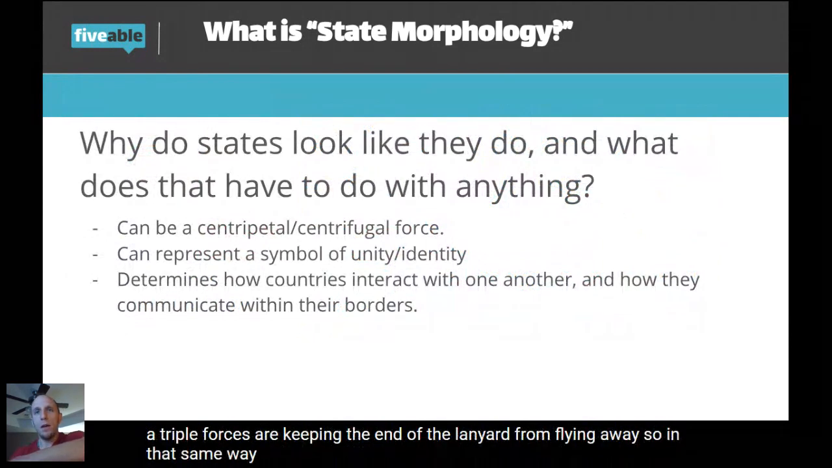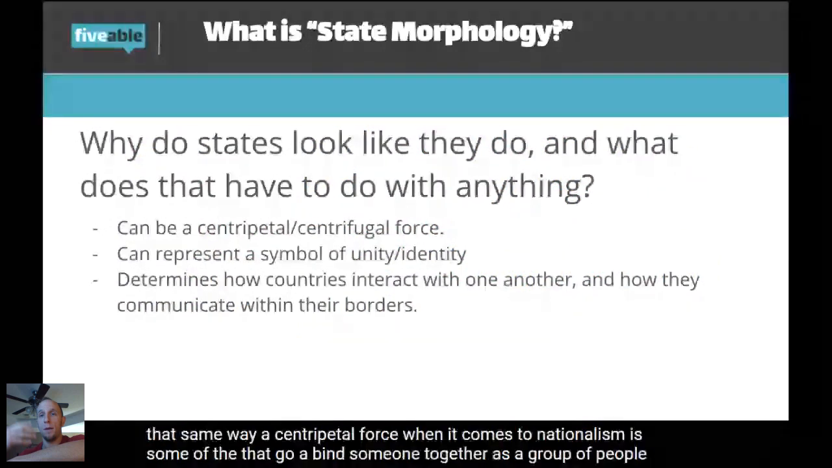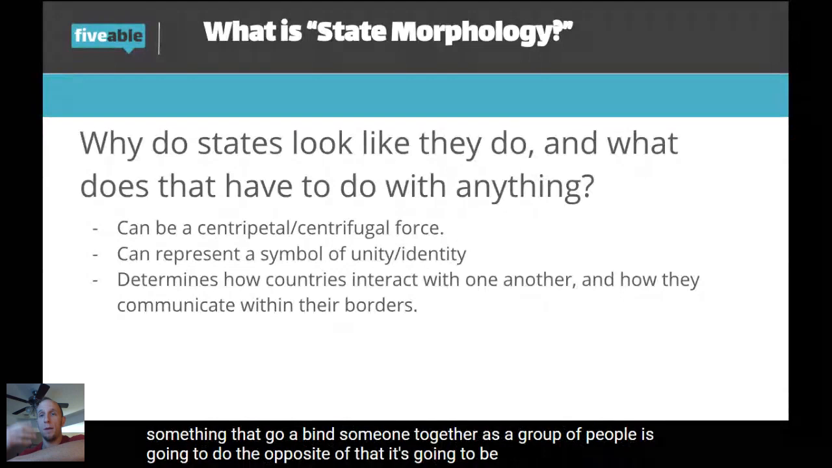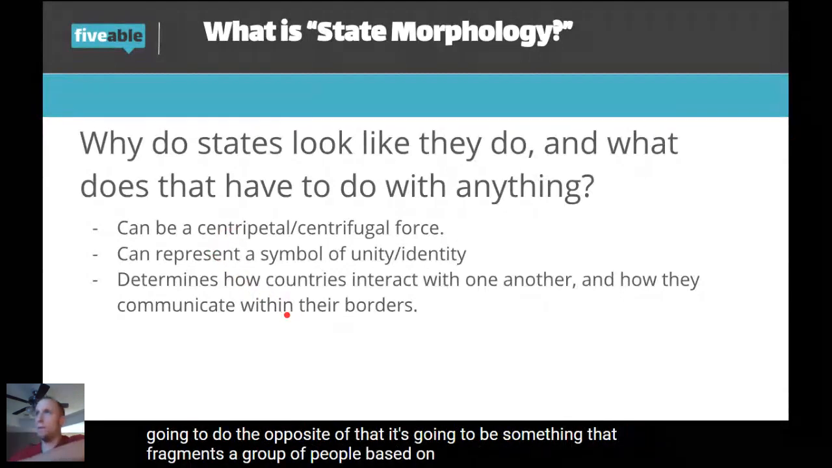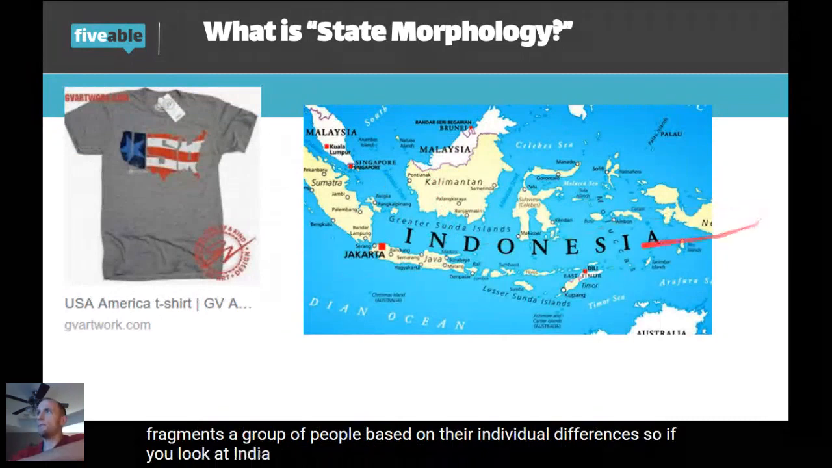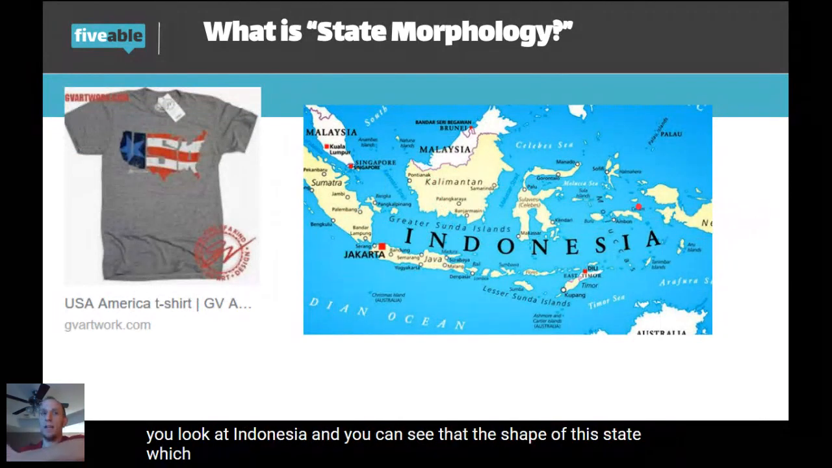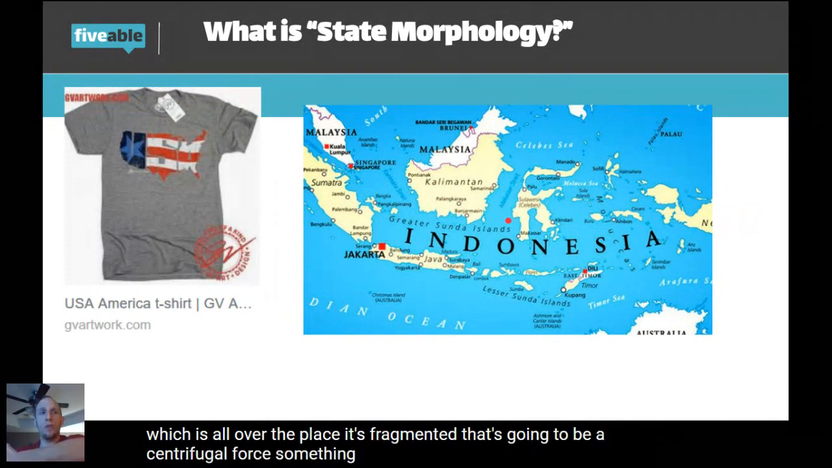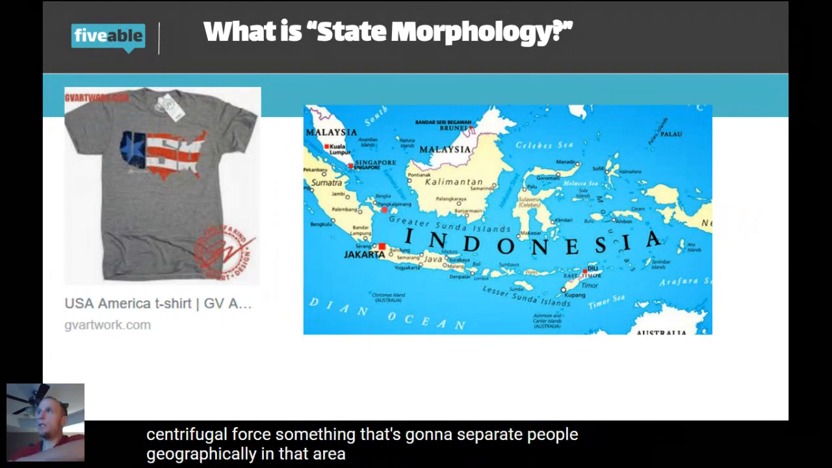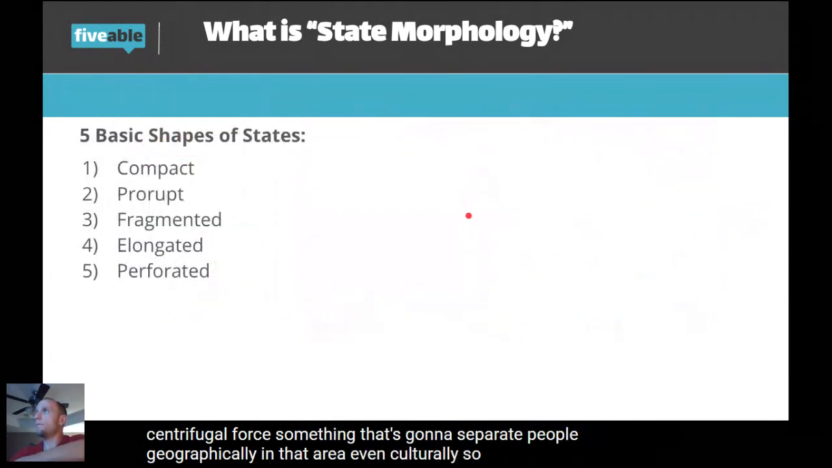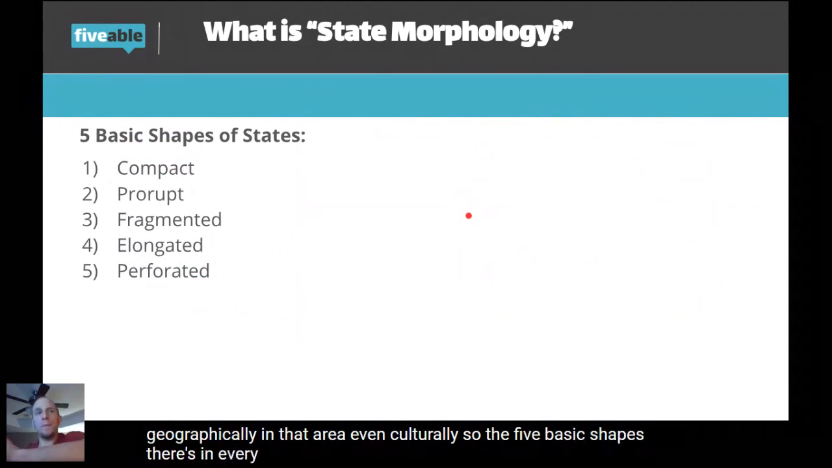So in that same way, a centripetal force when it comes to nationalism is something that could group people. A centrifugal force is going to do the opposite of that. It's going to be something that fragments a group of people based on their individual differences. So if you look at Indonesia, and you can see that the shape of this state, which is all over the place, it's fragmented, that's going to be a centrifugal force, something that's going to separate people geographically in that area, even culturally.